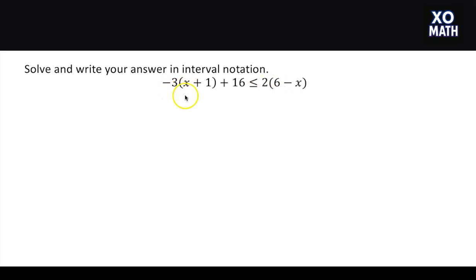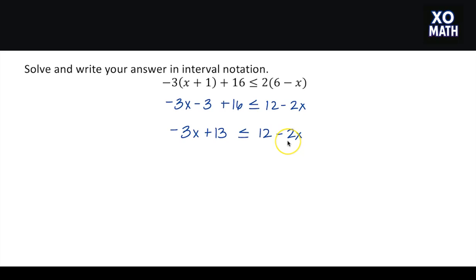So we're going to distribute the -3 into the quantity x plus 1. So we have -3x minus 3. We'll bring down the plus 16, is less than or equal to. And now we're going to distribute 2 times the quantity 6 minus x. So we'll have 12 minus 2x. Now we'll combine like terms on the left. So -3 plus 16 is 13. So we'll have -3x plus 13 is less than or equal to 12 minus 2x.